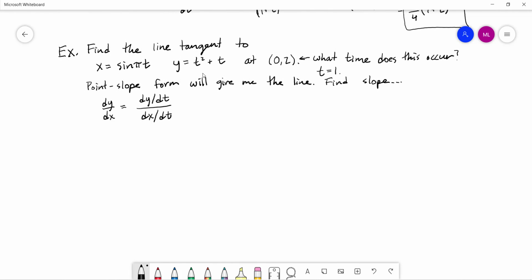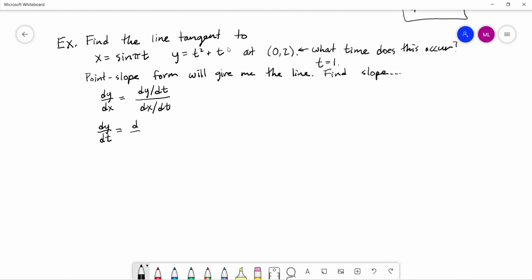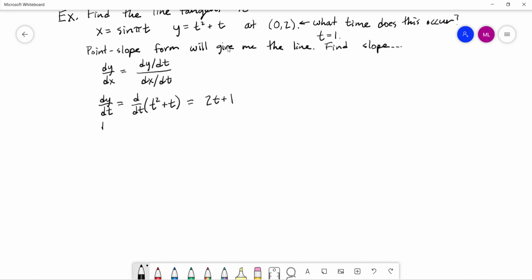dy dt is equal to, so let's do the y one right here. What is the derivative of this with respect to time? So d dt of t squared plus t is going to be 2t plus 1. dx dt is d dt of x, that sine function, so sine of pi t. What's the derivative of sine? It's cosine, but by chain rule, I'm going to pick up an extra factor of pi. So I'm going to have pi cosine of pi t.